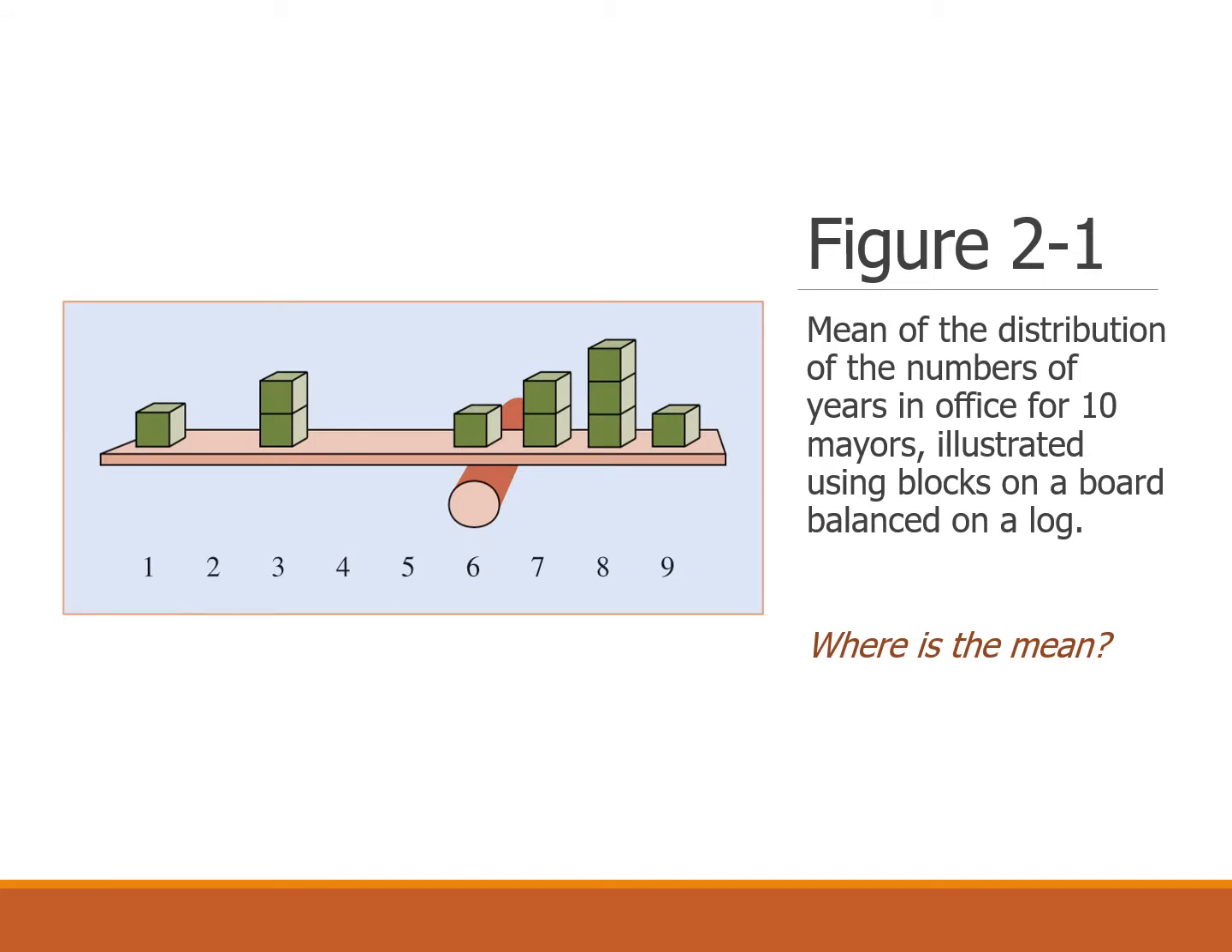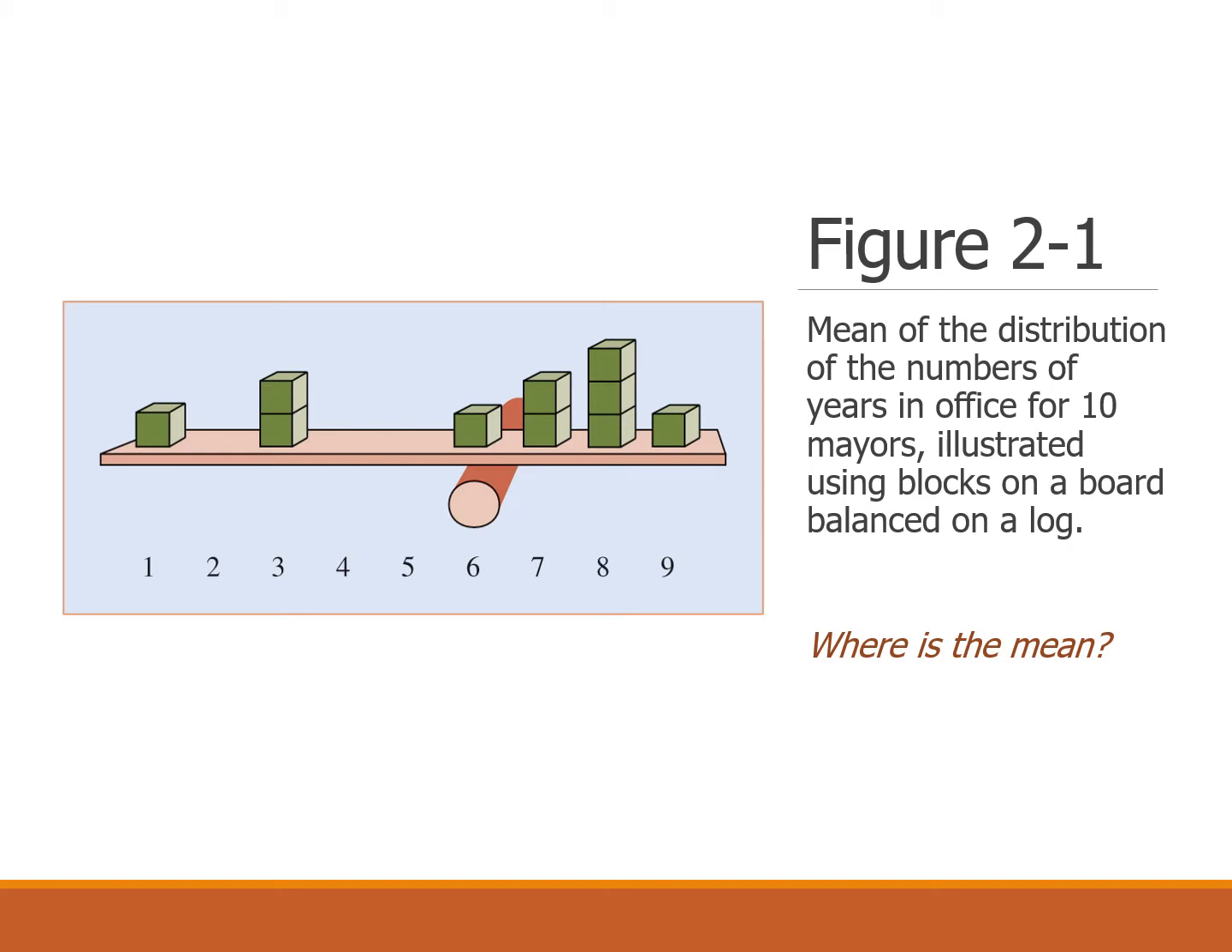Now, one of the ways that our book talks about figuring the mean is when you have a distribution. They use an example of talking to 10 different mayors of 10 different cities about the number of years they were in office. So here we have one mayor who was in office for 1 year. You can see this is like a frequency distribution. We have 2 mayors who were in office for 3 years, 1 mayor in office for 6 years, 2 for 7, 3 for 8 years, and 1 for 9 years.